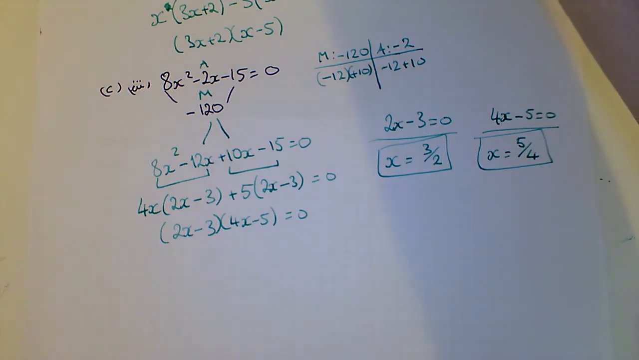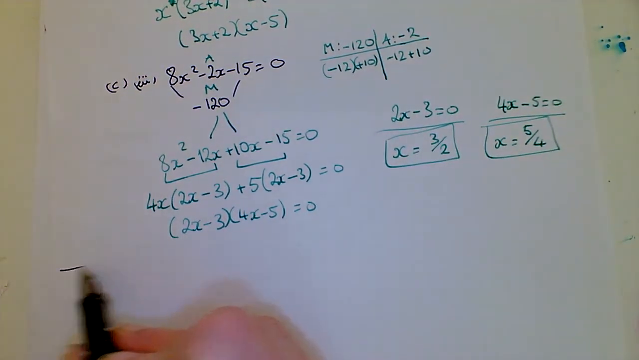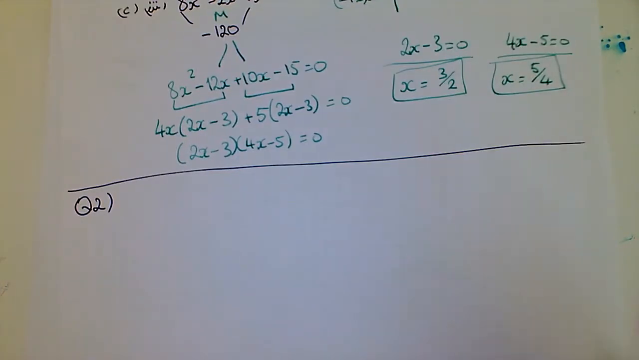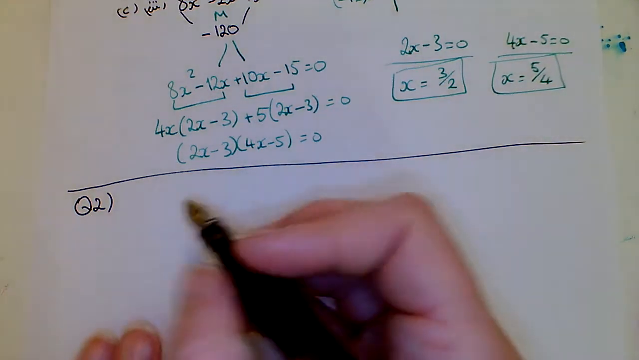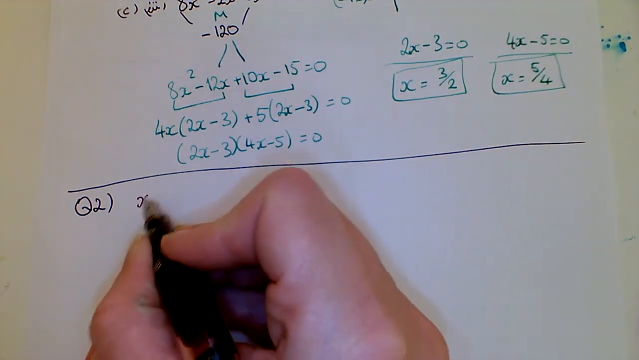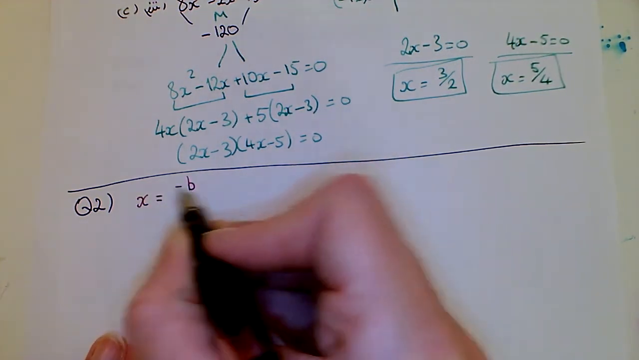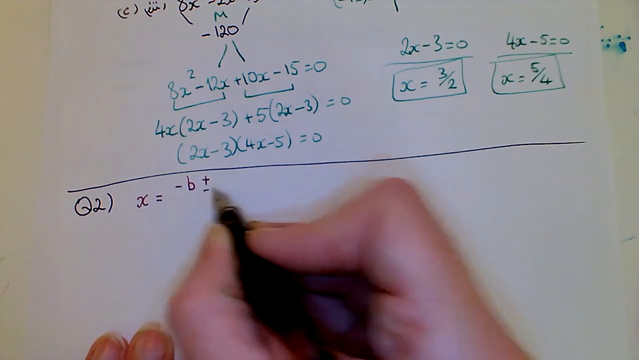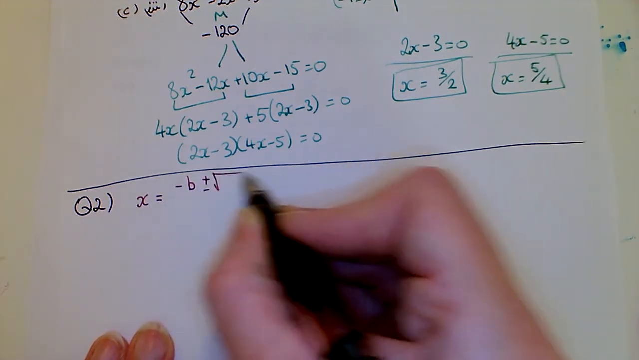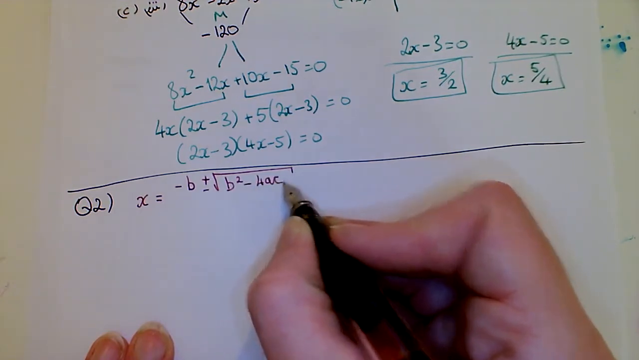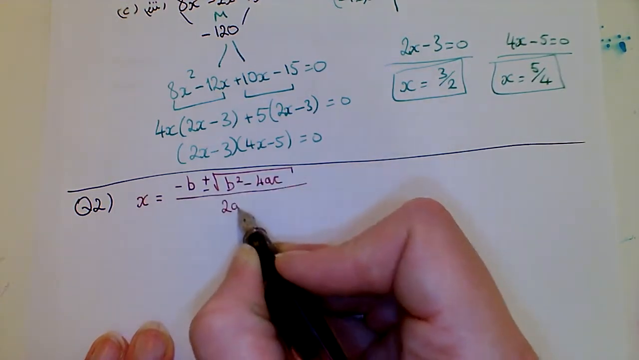Now, the next question then was question 2. And in question 2, you were asked to use the quadratic formula. So the quadratic formula, of course, is the minus b formula. And that is that when we have a quadratic in the standard form, the roots of it can be found by x equal to minus b plus or minus the square root of b squared minus 4ac all over 2a.